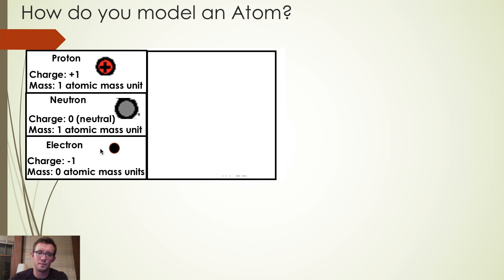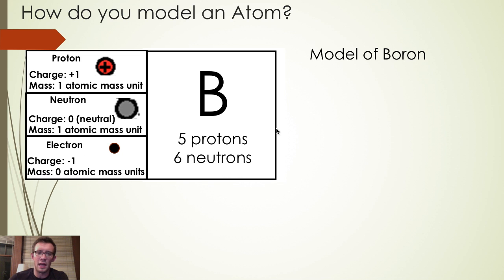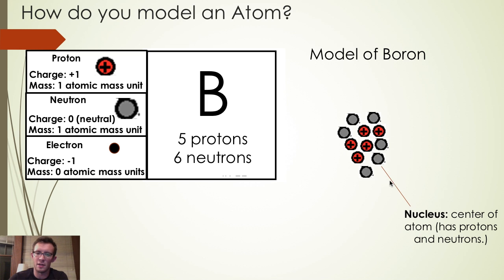So if we wanted to model out an atom, let's say boron, which has 5 protons and 6 neutrons, typically we would draw the protons, all 5 of them, as circles with tiny plus signs, and we would draw the neutrons as circles with neither positive nor negative signs in them. And it doesn't matter where we draw them, just so long as they are together in the nucleus, or the center of the atom.